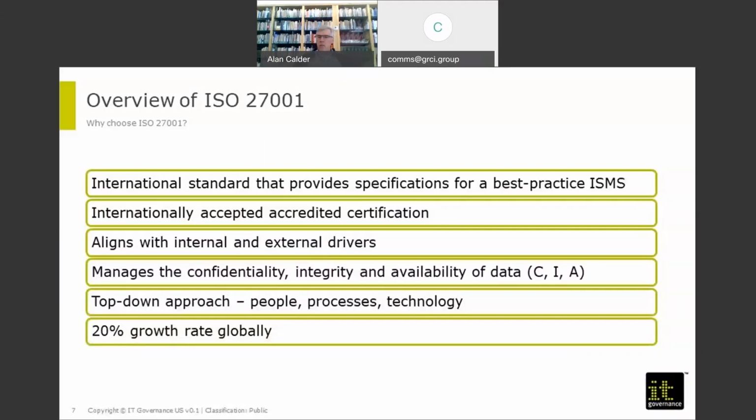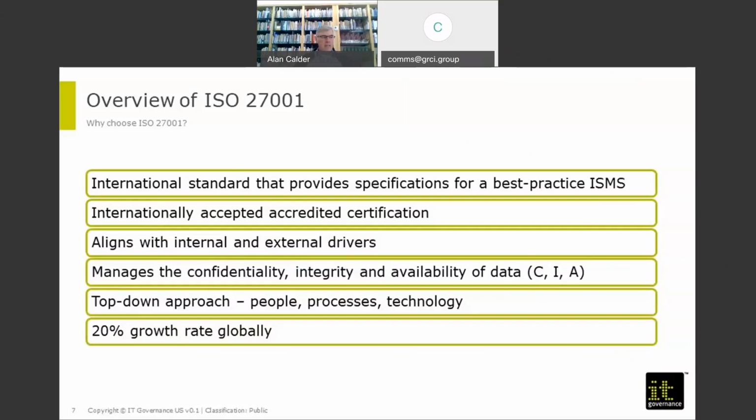ISO 27001 is a publicly available standard. You can buy it from ISO, you can buy it from ANAB. In the US, you can buy it from other bodies. And it's an international standard, so it sets out a specification. What a specification does is describe the things that an organization must do if it wants to be recognized as complying with the specification.